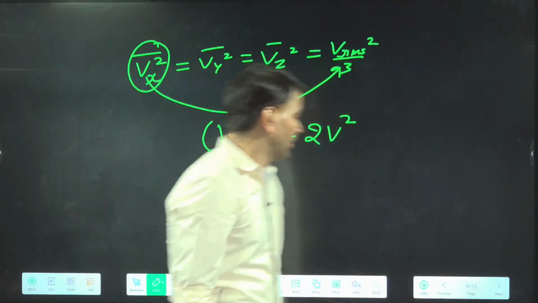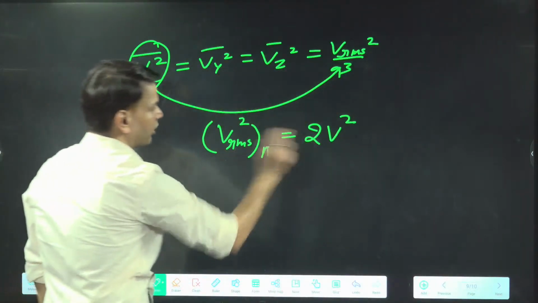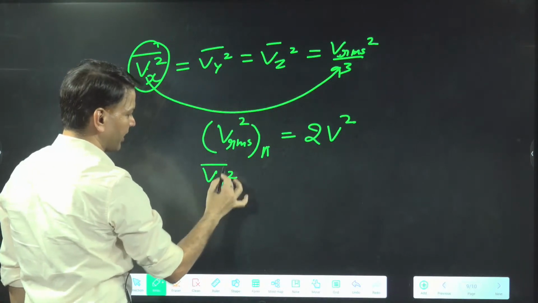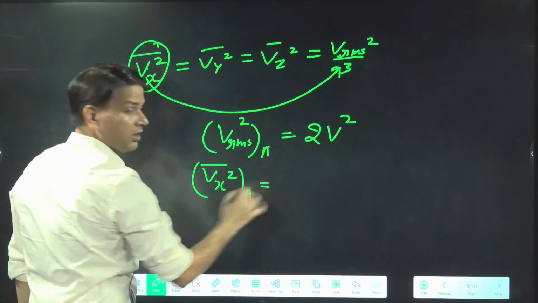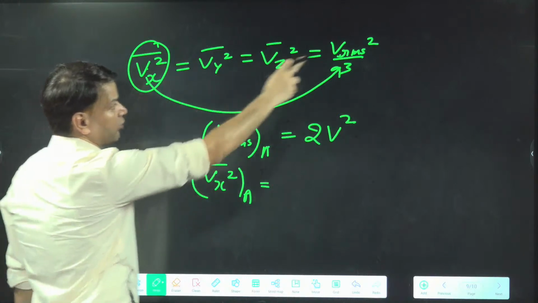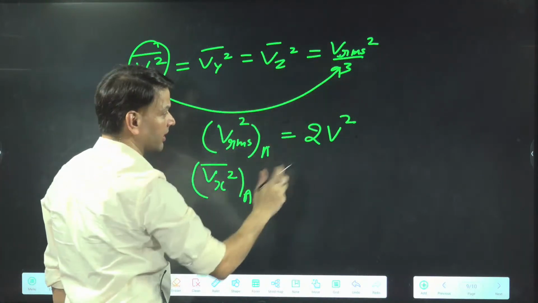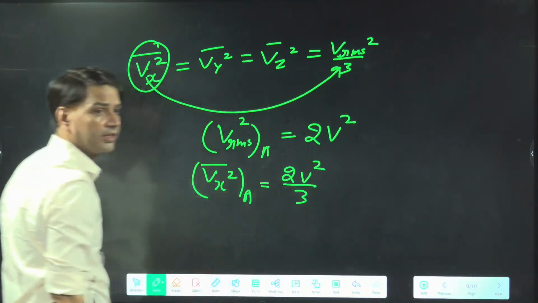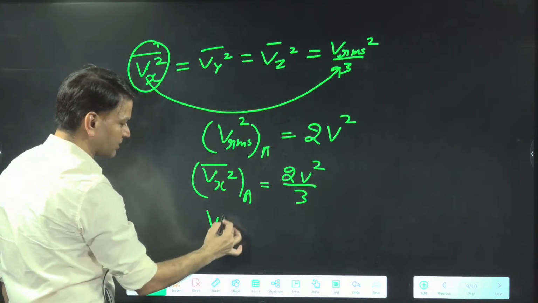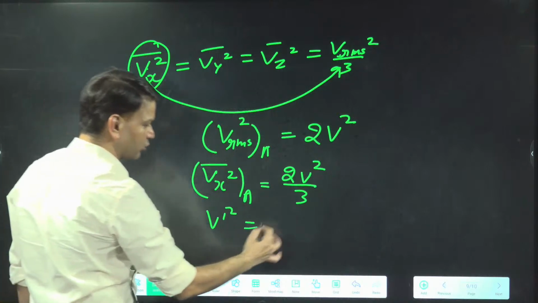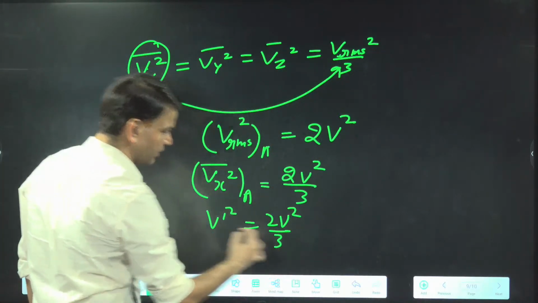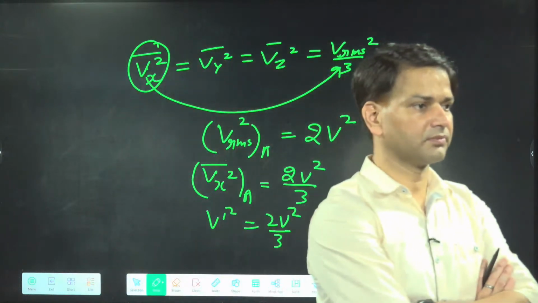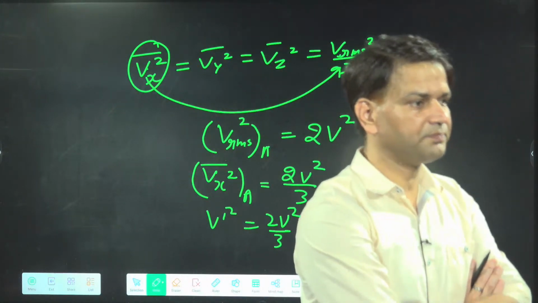Now Vrms square of A I got 2V square. From this relation, Vx square bar of A is equal to Vrms square of A by 3, and Vrms square of A is 2V square, so 2V square by 3. This velocity I gave as V dash square. So V dash square is 2V square by 3. So what is V dash square upon V square? That is 2 by 3. Got it or not?